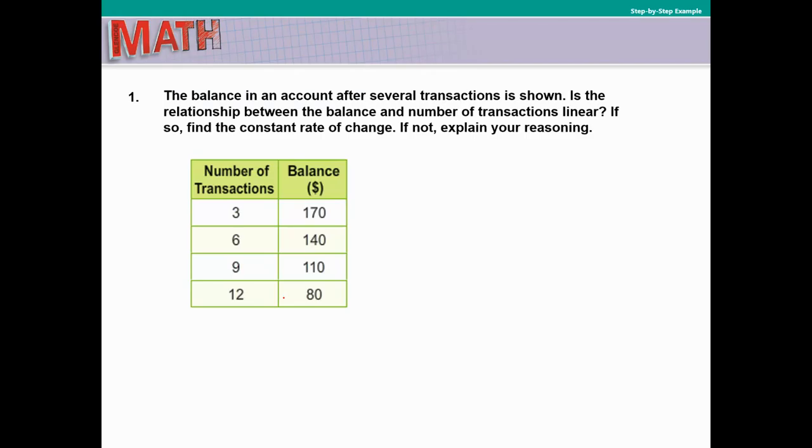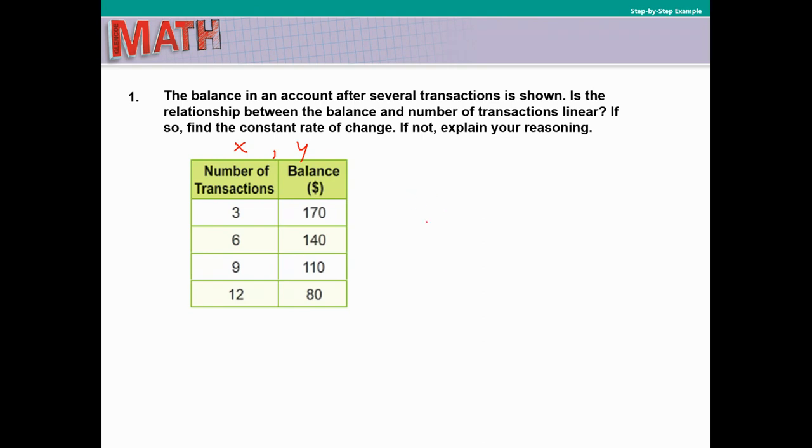So let's dig into it. Here's our example problem. Here we've got a balance in an account. Here's your bank account, say, and you've got a number of transactions on the left-hand side. I do like to label things X and Y. And guys, X is always on the left. It goes in order. X comes first, Y comes second.